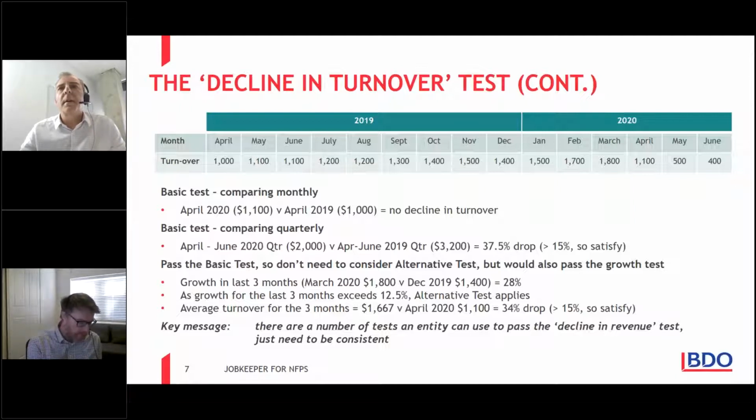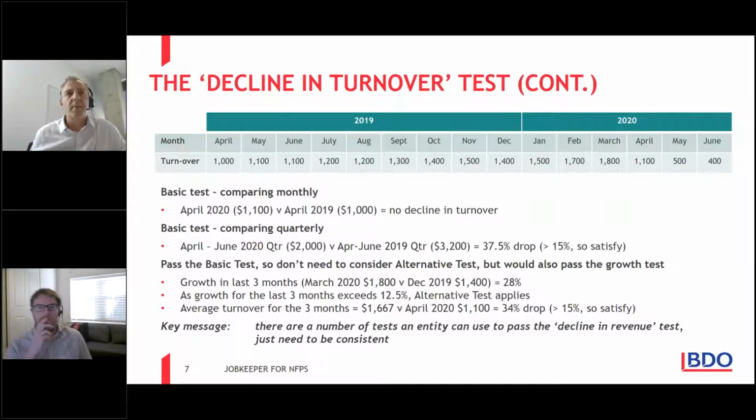So we can see this big drop off that's happening in May and June. So another way of doing this test might be to compare quarters. If I compare the April to June quarter in 2019 with April to June in 2020, I'm comparing $2,000 with $3,200, and I do have a significant drop, and I passed the 15% test, so I do satisfy. As I said before, we passed the basic test, but we don't need to go on to the alternative test, but just to show how this alternative test does apply, because as I said, there's no nice example anywhere to show you how it works, and someone did ask the question.